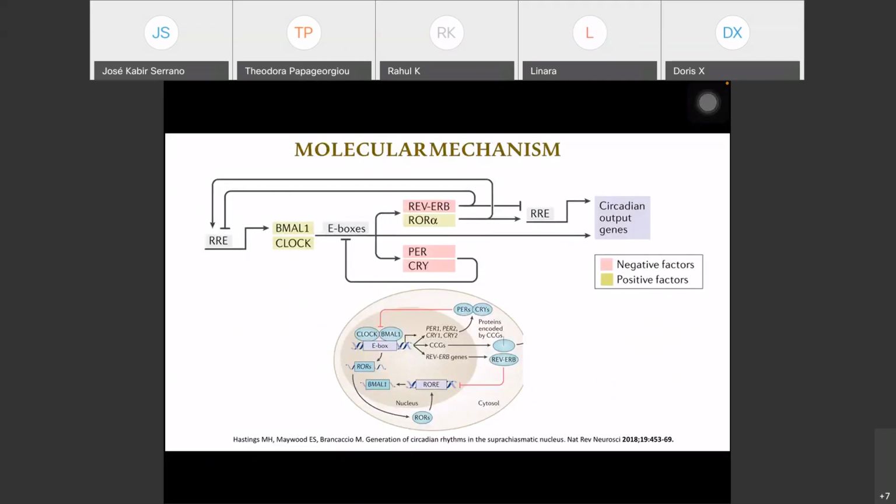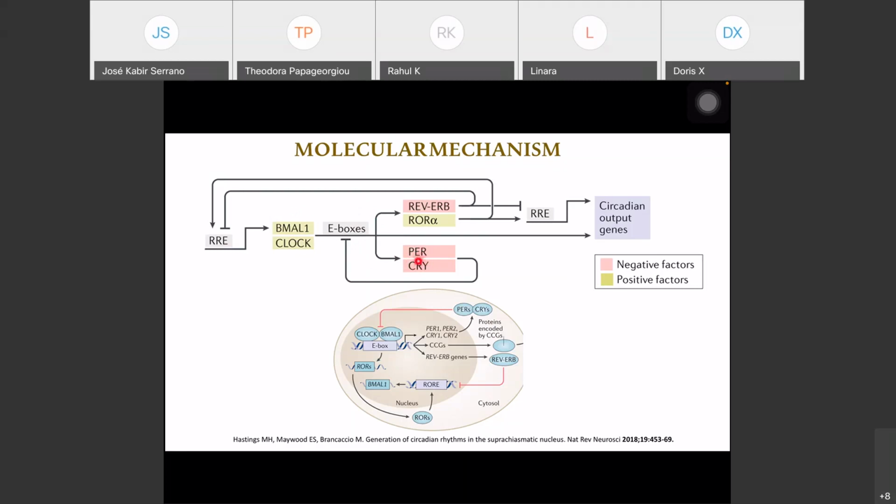So now let's talk about it. This is a summary because the complete molecular mechanism includes many more molecules. But we have two main transcriptional factors. You can see BMAL1 and CLOCK, and they need to heterodimerize to bind the E-box sequences in the promoter region of the genes that codify for PER and CRY proteins.